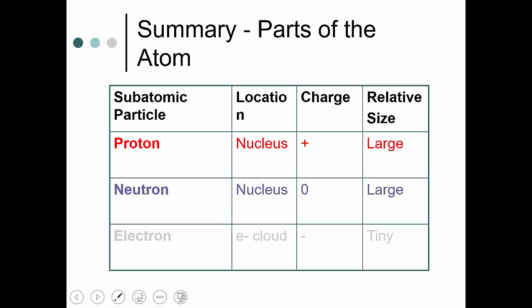So here's just a review of the parts of the atom. Our protons are here in the nucleus. They have a positive charge, and it says relative size is large. That is in comparison to electrons. None of these things are really large; this is just in comparison to each other. So the protons are relatively large, just like the neutrons, so they're actually very similar in size. The neutrons, of course, are neutral, and are in the nucleus. The electrons are in the electron cloud. They are negative in charge, and they are very, very tiny.